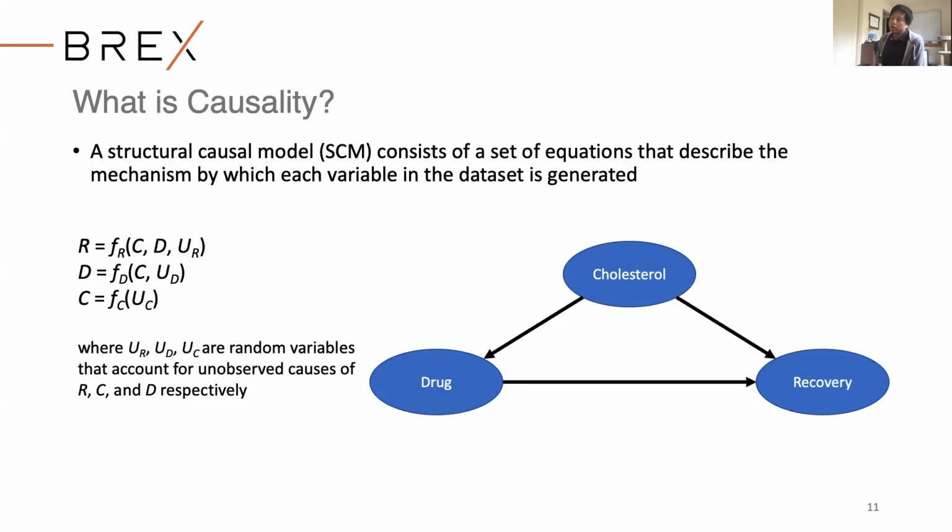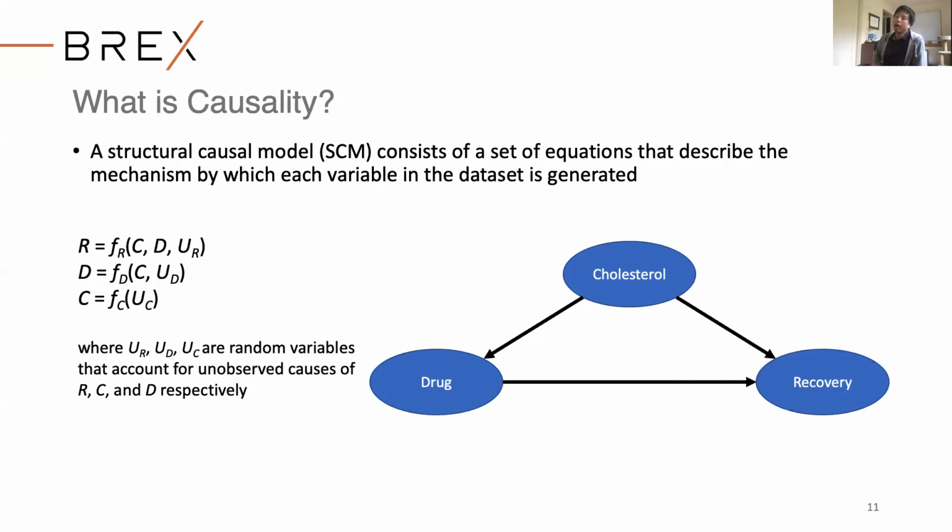So there's other things that may affect recovery, like how healthy you are to begin with, how severe the disease is for you, and all of these things may not be measured. And because they're not measured, we don't explicitly model that relationship, and we say that error term is a random variable that just represents all of these other things that may affect recovery, but we don't actually observe.